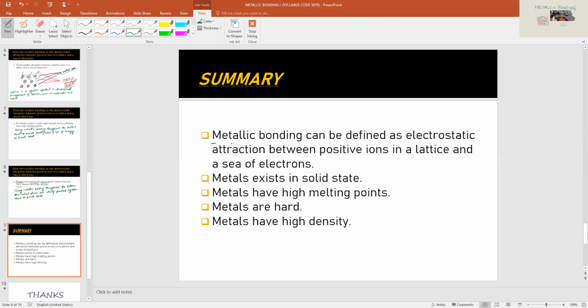In summary, metallic bonding can be defined as electrostatic attraction between positive ions in a lattice and a sea of electrons. Metals exist in solid state. Metals have high melting points. Metals are hard. Metals have high density.